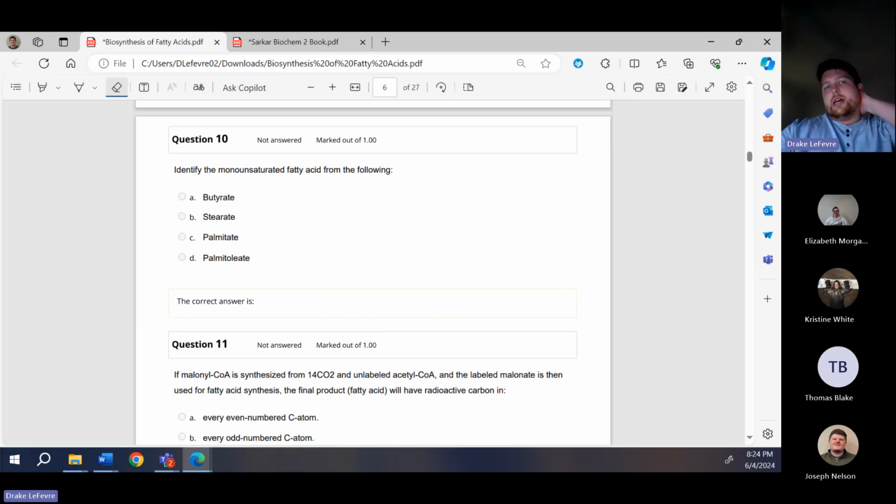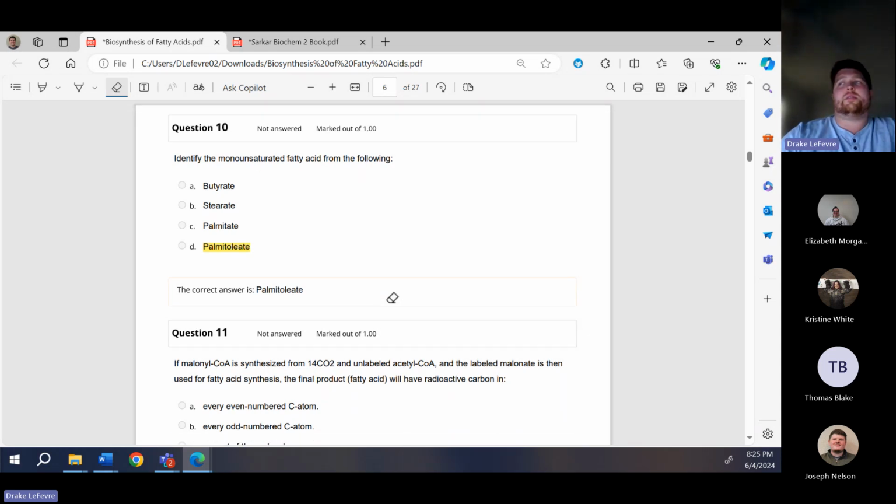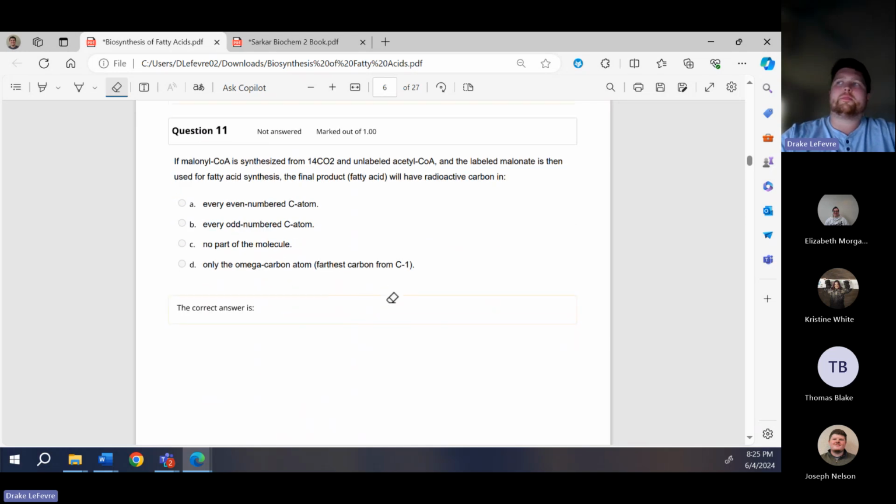Identify the monounsaturated fatty acid from all of the following. This is just, again, it's in the book. There's a little bit of a list. He's going to give you kind of a chunk of those. Palmitoleate is the monounsaturated fatty acid. He'll give you a couple of like common mono and polyunsaturated fats that he wants you to know within the material.